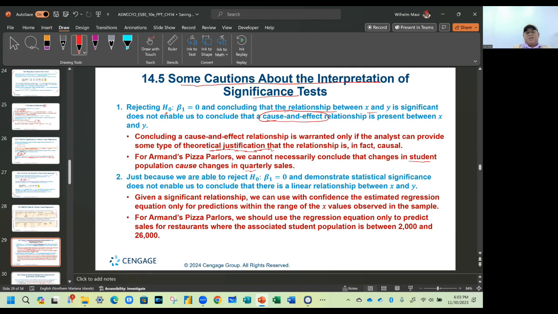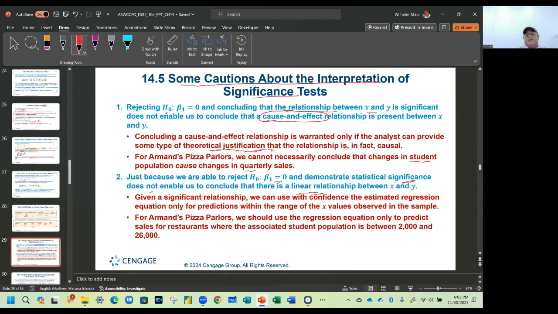Also, another caution is that just because we are able to reject the null and demonstrate statistical significance, it doesn't conclude that the linear relationship is the true one. It could be that you rejected the null, but the true relationship may in fact be a nonlinear one, right? So we just want to be cautious about these, no?